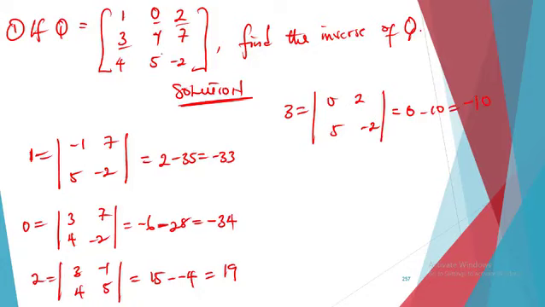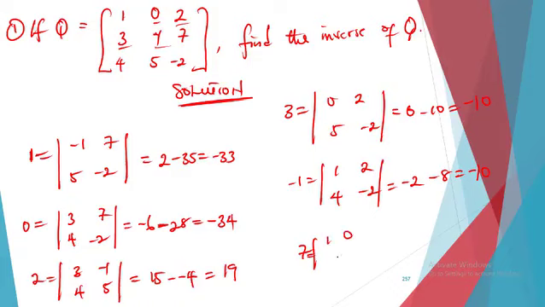Okay, then we'll go over to minus 1. Minus 1 is equal to, we have 1 2, 4 and minus 2. 1 times minus 2 is minus 2, 4 times 2 is 8, minus 2 minus 8, and that will give us minus 10. Then for 7, eliminate everything there, we have 1 0, 4 and 5. 1 times 5 is 5 minus 0, that will give us what? 5. Okay, let's go over to the next page.